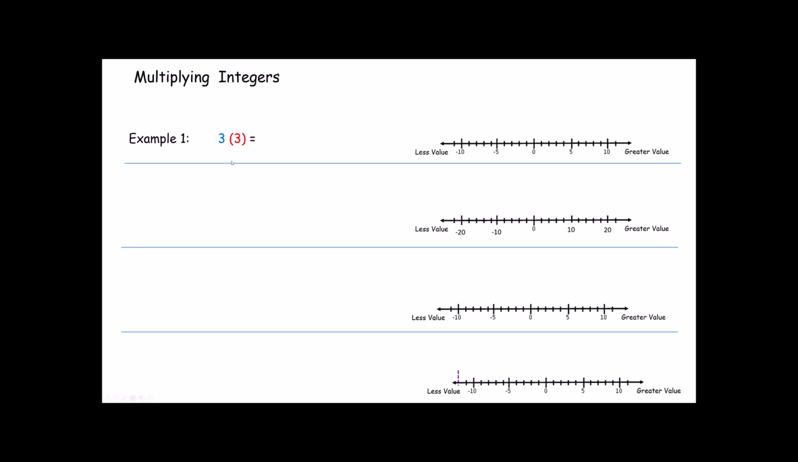Notice I have a very easy multiplication problem here, 3 times 3. Now, just like we did with learning to add integers, I want to start with an easy example and show you what this looks like on a number line. Remember that anytime we're dealing with something like 3 times 3, what we're really doing is repeated addition.